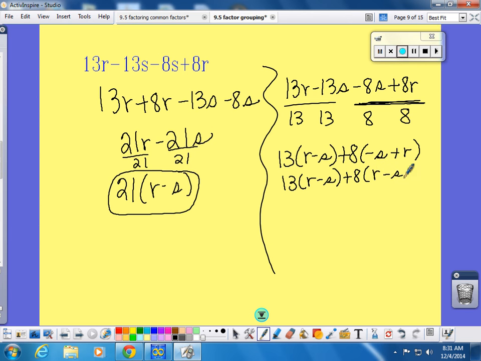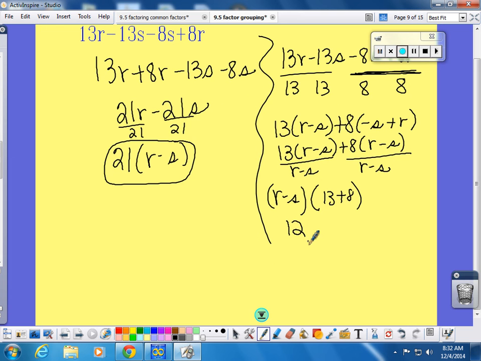I can fix that problem. And so what's common to those? R minus S. R minus S. And that leaves me with a 13 plus 8, which is 21, isn't it? Uh-oh, I wrote 12. 21. You can put that 21 at the end if you want to. I don't know how I messed up, but I did something.